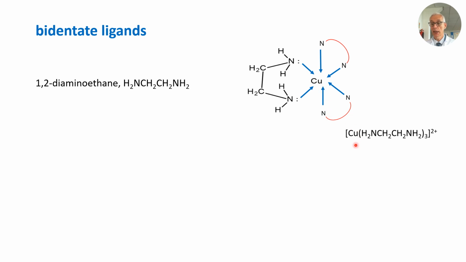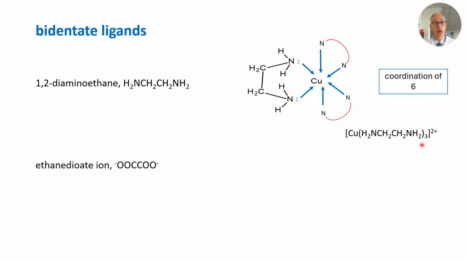Okay, so the formula: copper, 3 1,2-diaminoethanes. 1,2-diaminoethane is a neutral molecule, so if copper, as I stated earlier, is a 2+ ion, then the overall complex is 2+. Now here's an important thing, the coordination number is 6. It's the number of coordinate bonds. So you've got 3 bidentate ligands, each forming 2 coordinate bonds, so there are 6 coordinate bonds. The coordination number is 6.